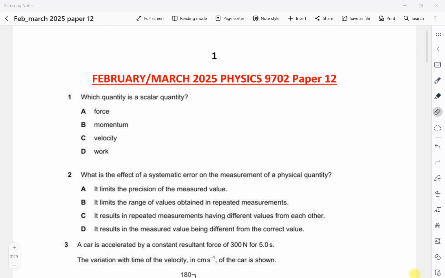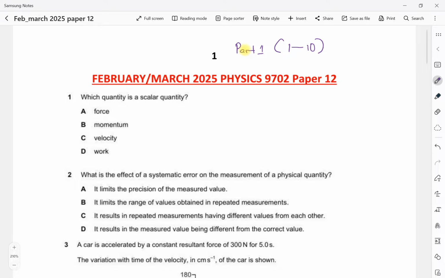So I'm going to divide this paper into four parts. Part 1 will have questions from 1 to around 10. I don't want the videos to be very long because I want to give more explanation.